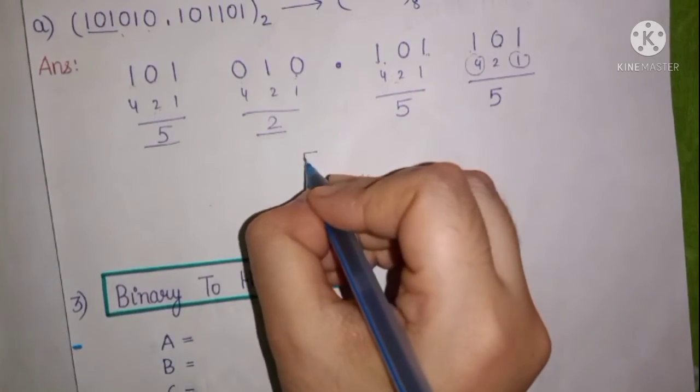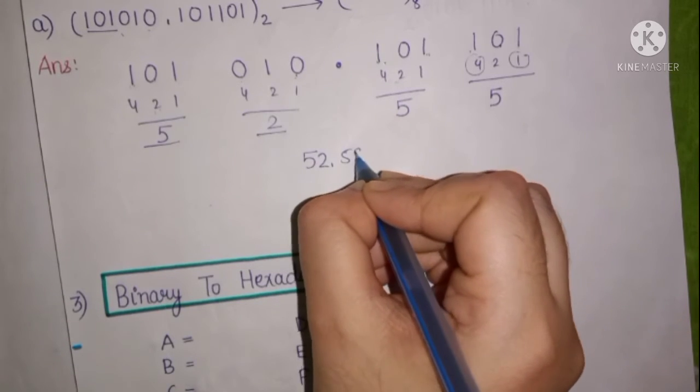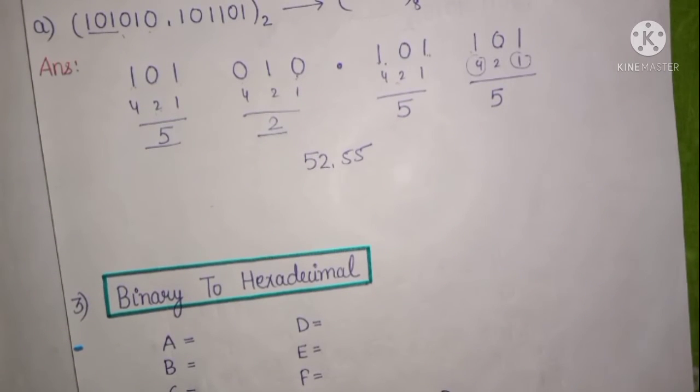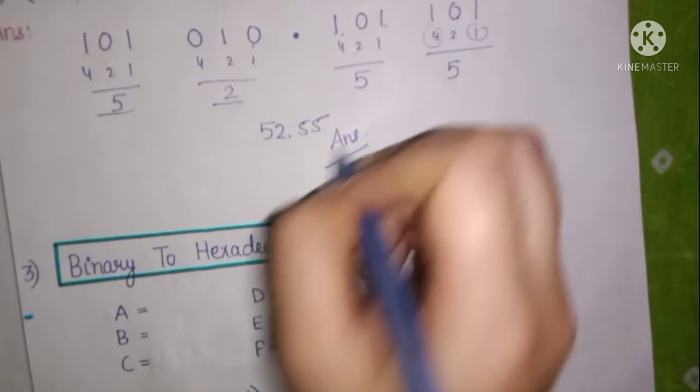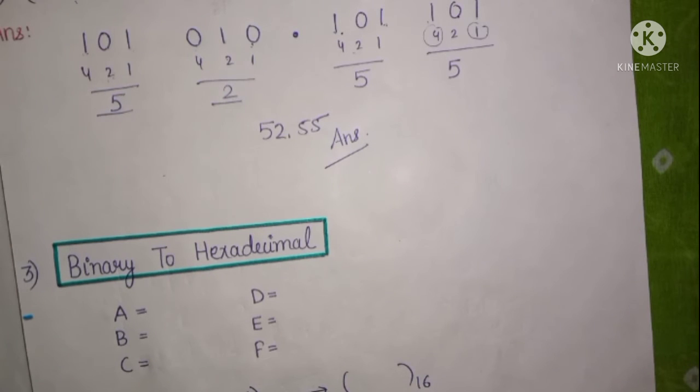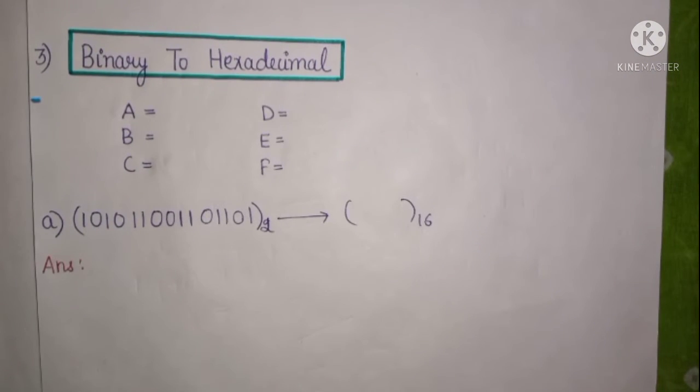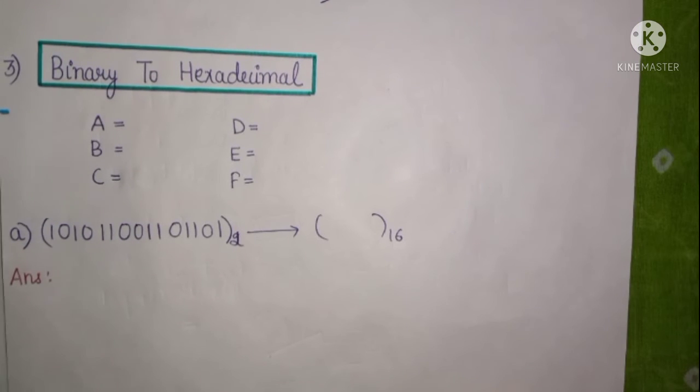So the answer is 52.55, right? So it is in octal form. So this is our answer, right? So now the next topic is how we will convert binary to hexadecimal.